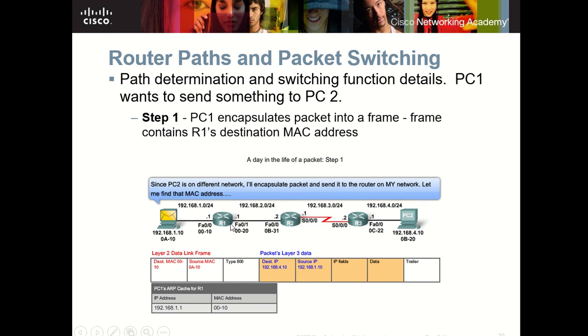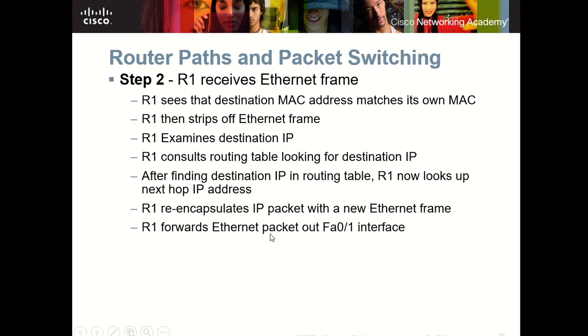Mao nga gina-change na ang MAC address. So for sure this time, ilisan na pod ni R1 ang source and destination MAC address. Ang source will be 00-20-20 and then the destination will be 0B-31. Okay? Ayan, so gi-re-encapsulate ni R1 ang IP packet with a new Ethernet frame, and then gi-forward na po ni R1 ang packet out of the 0/1 interface.